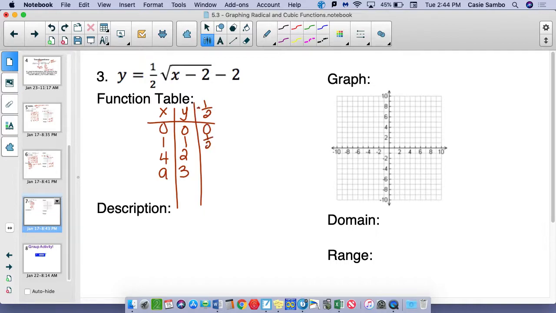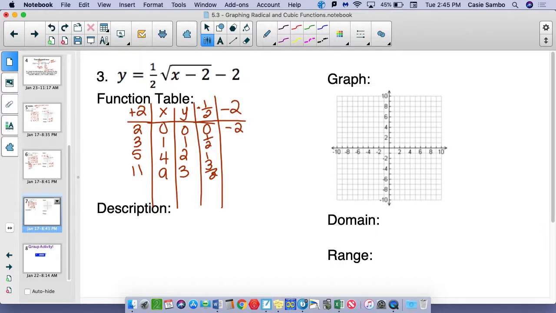Zero, 1/2, 1, and 3/2. I have a -2 inside, which means that I will +2 on the x side, which gives me 2, 3, 5, 11. And then I have a -2 on the outside. So I'm going to go to the y and do a -2.